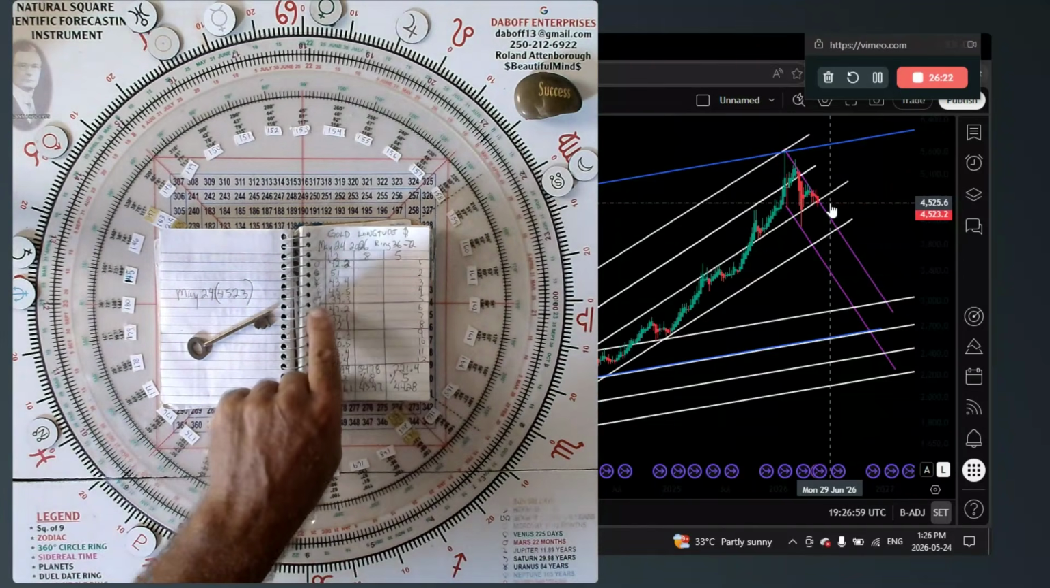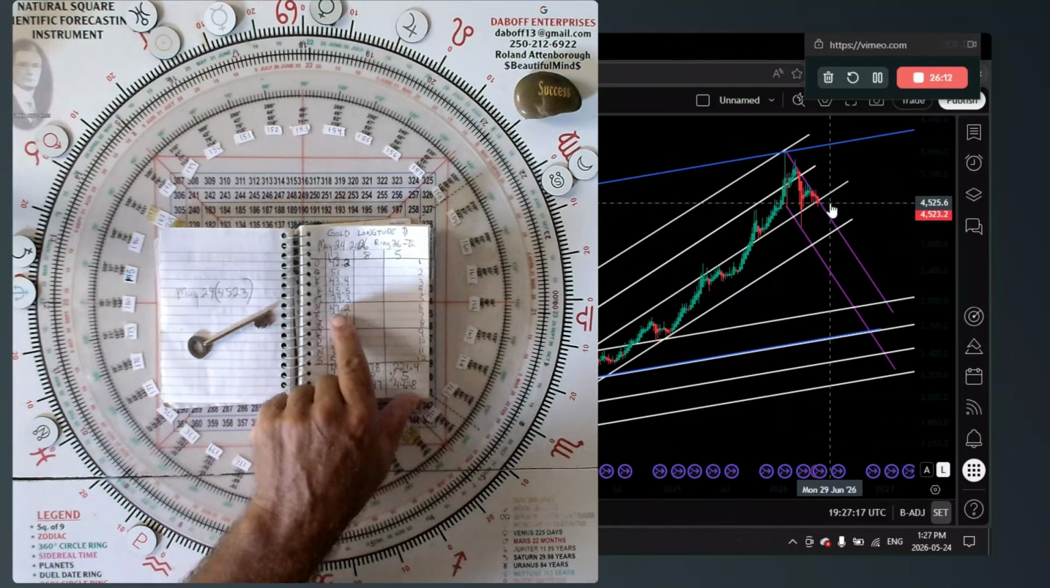Okay, so Mars is at 39.3. What do we mean by that? Well, 36, 37, 38. There's 39.3 of the circle. Okay, it's pretty simple. Don't make it complicated, guys. It's not complicated.